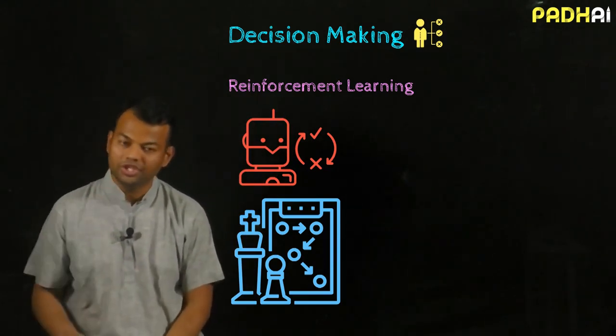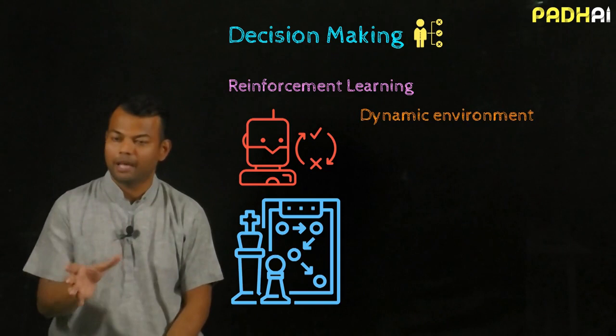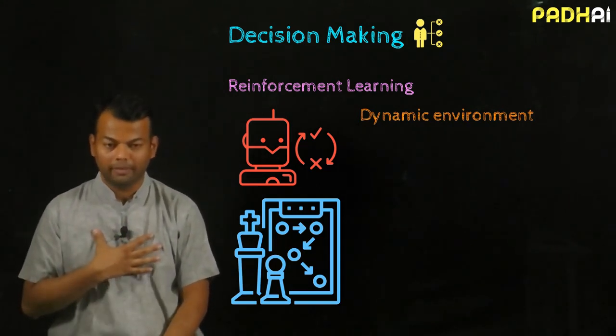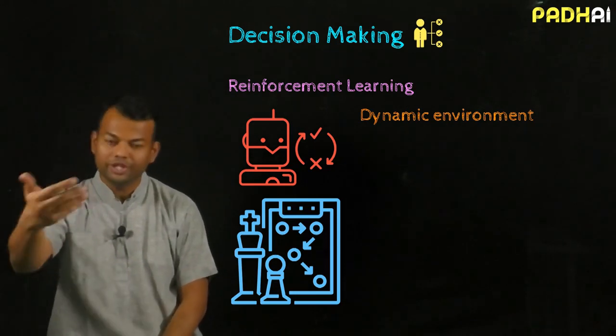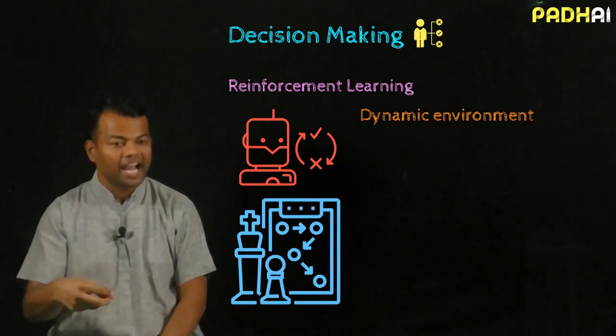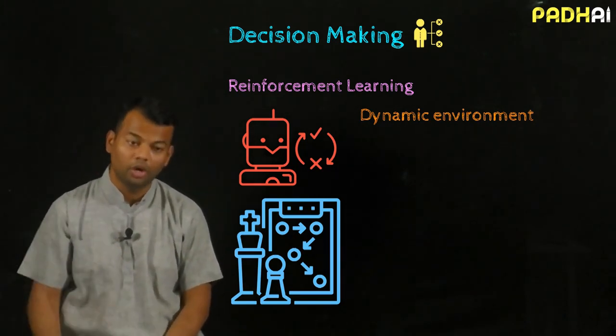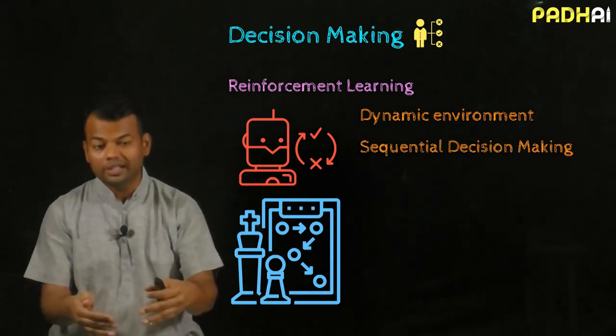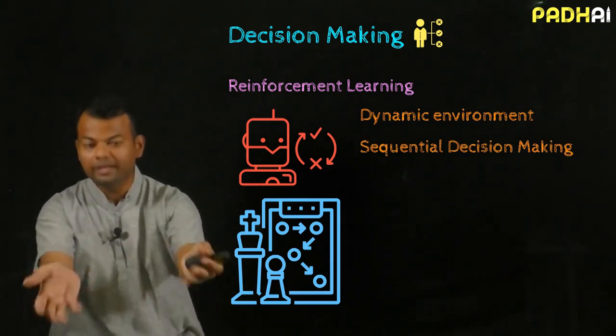So an AI agent has to learn in a very dynamic environment. Why is this a dynamic environment? Because you are not the only one in the environment. You have an opponent also. He might choose to do something based on which your good move might become bad or your bad move might become good. So you don't know how dynamic that is going to be. And this is sequential decision making being unrolled over very many steps.